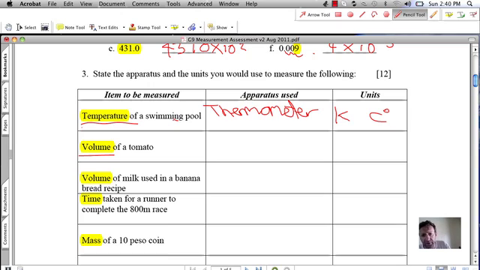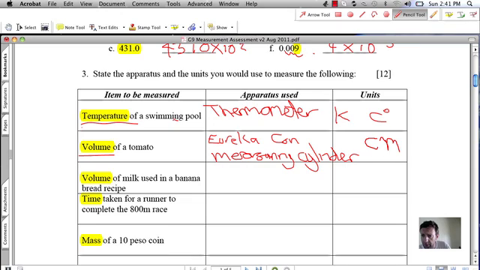Volume of a tomato, not a very regular shape. You cannot measure that with a ruler. It's impossible. It's not even circular. So you're going to have to use displacement. You have to displace some water. You're going to need a displacement can, or sometimes they're called Eureka cans. How do you spell that? A Eureka can. And a measuring cylinder. My handwriting's dreadful. So a measuring cylinder or a Eureka can. What would the unit be? It would be cm cubed, because that's what volume is measured in.